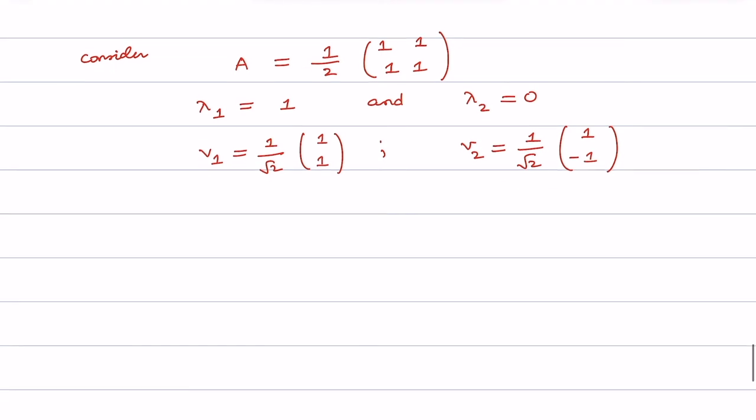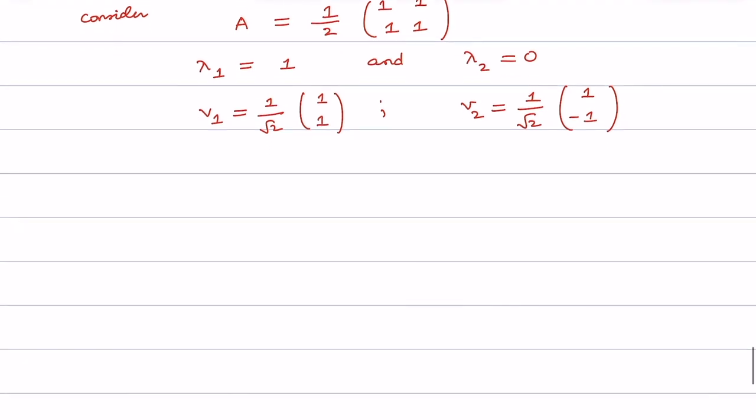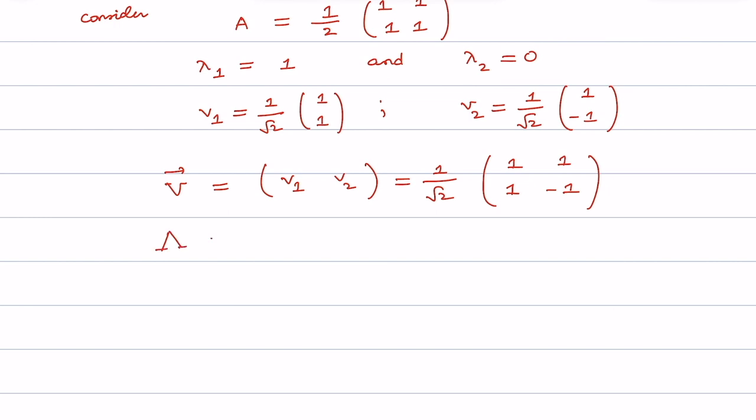Now, using these V1 and V2 eigenvectors, you can write down the matrix V, and that would be constituted by V1, V2. Explicitly writing, you can write it as 1 by root 2, [1, 1; 1, minus 1], okay? And this capital lambda, that's the diagonal matrix, would be [1, 0; 0, 0].